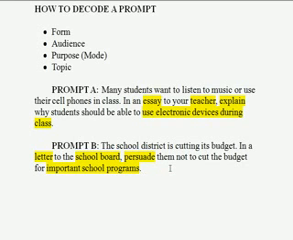Once again, when you are reading a prompt, you're looking for four parts: form, audience, purpose, topic. If you need any more information about how to understand a prompt, come find me. I'd be happy to help you figure this out.